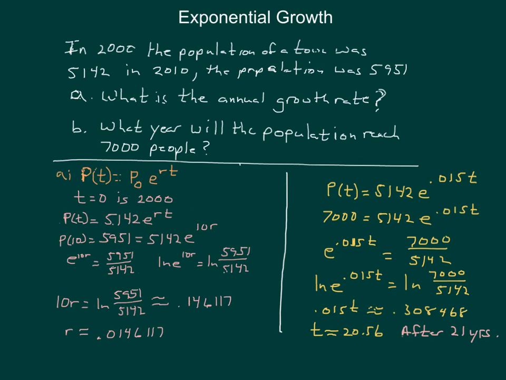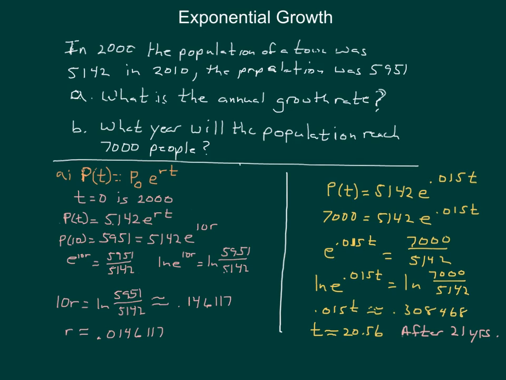Well, in this case, we're going to use the model P of t equals P0 e to the rt, which is the exponential growth model. We've changed the letters a little bit, but we'll use P for population, r is your growth rate, t is time in years. And also in this case, we're going to let t equals 0 be the year 2000. So that will help us out in terms of working with this.